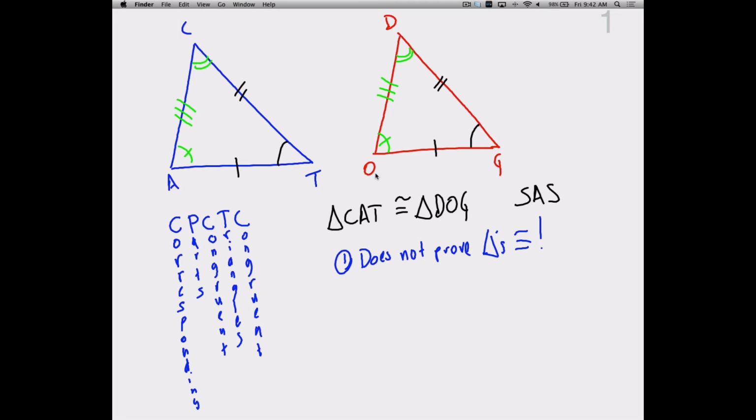We only have 2 ways to prove triangles congruent right now. What are they? SAS and SSS. What doesn't work? SSA. Side, side, angle.